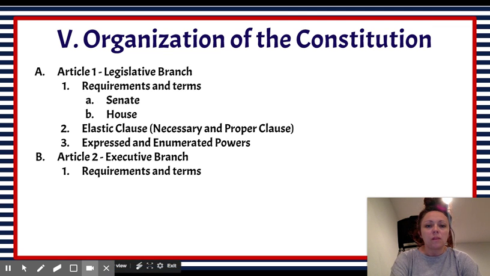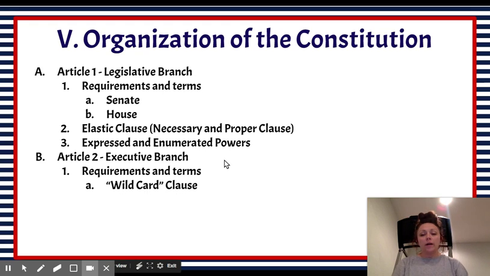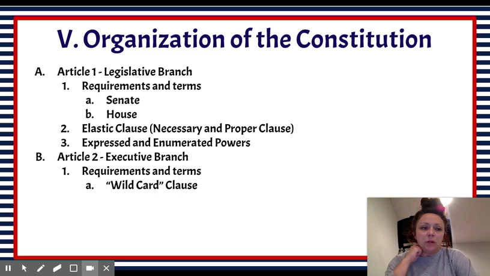So last thing I want to talk to you guys about today is the wild card clause, okay? Now, if you've ever played Uno or Skip-Bo or anything like that, you want to get a wild card clause. Why? Because a wild card clause allows you to do whatever you want, right? Well, some presidents have seen the wild card clause of the Constitution to mean that same thing, but it really doesn't. But anywho, in Article 2 of the Constitution, our presidents are invested, according to the Constitution, with specific power.